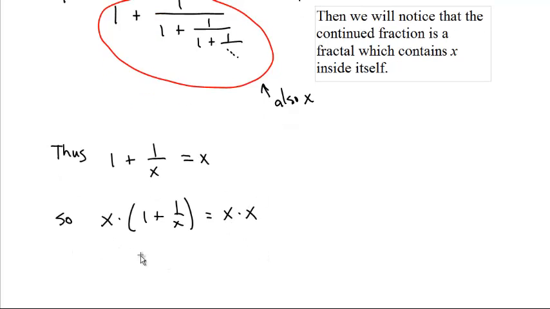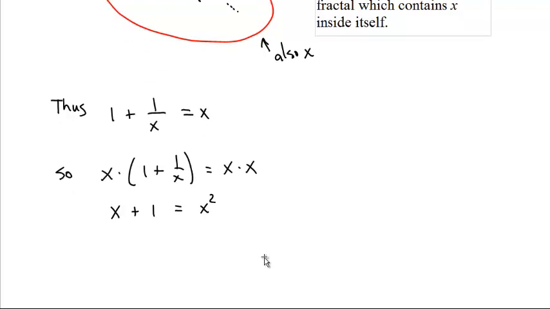Now x times x is x squared, and to multiply this out you have to distribute. x times 1 is x. x times 1 over x is x over x, which is just 1. So you get x plus 1 equals x squared. And if you move everything over to one side, you get x squared minus x minus 1 equals 0. You subtract x from both sides, subtract 1 from both sides.